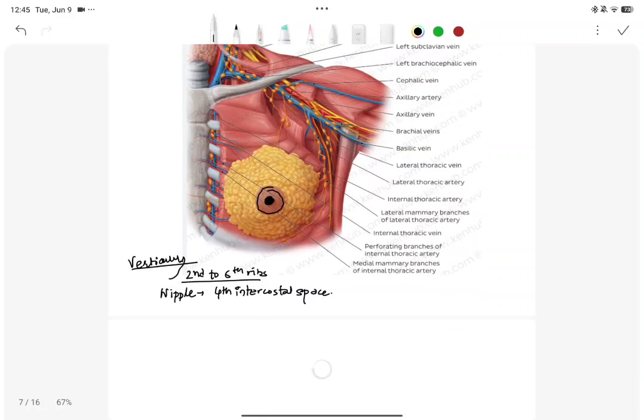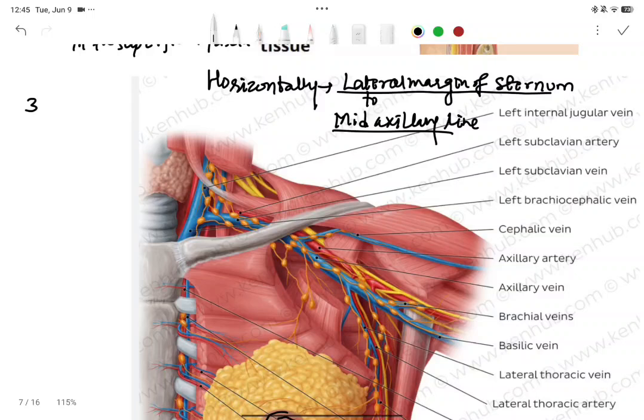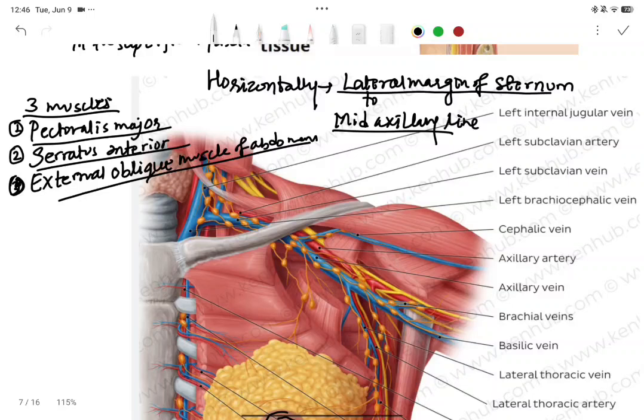And it is seated on three muscles. You should know the three muscles beneath the breast. One is the most prominent muscle, the pectoralis major, another is the serratus anterior, and another is the external oblique muscle of the abdomen. These three muscles form the bed for the breast. Remember this.